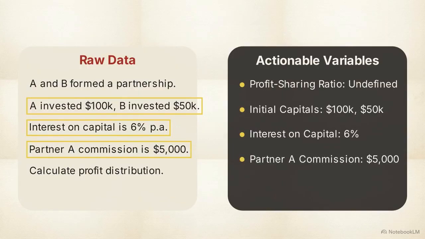But look closely at our extracted list. There is a deliberate omission. The problem mentions Partner A's commission, but it says absolutely nothing about a salary for Partner B.